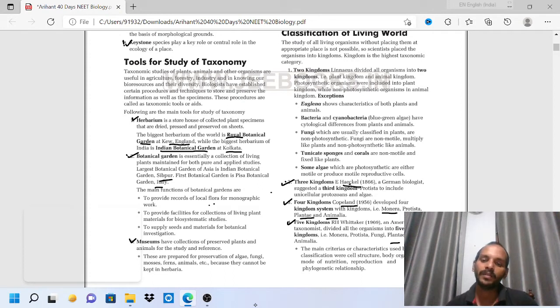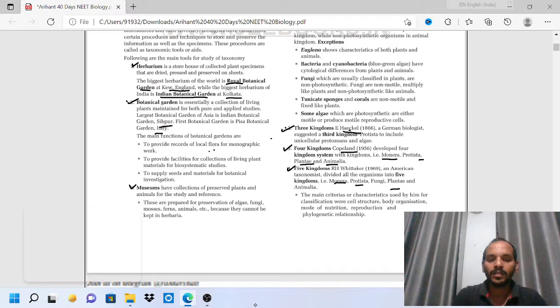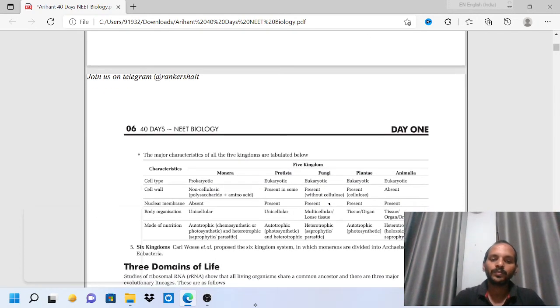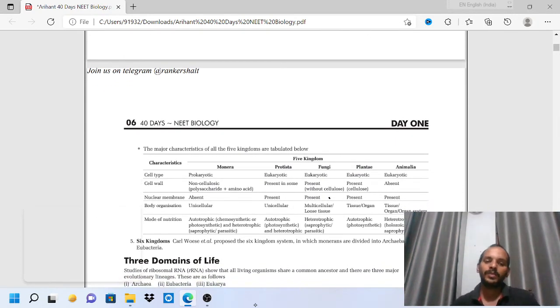R.H. Whittaker classified into five kingdoms: Monera, Protista, Fungi, Plantae, and Animalia. Now, a six kingdom classification is also there, by Carl Woese. Carl Woese gave the six kingdom classification.